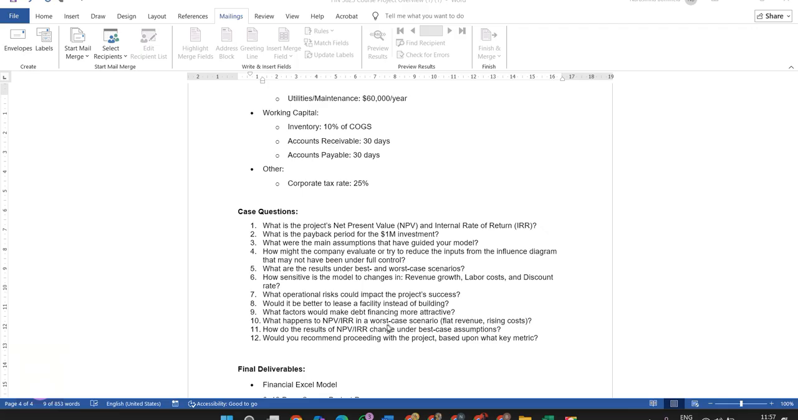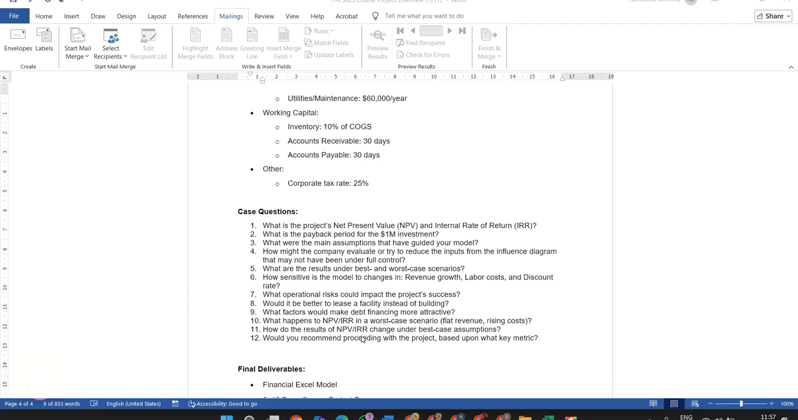Okay, so what happens to NPV and IRR in the worst case scenario? Flat revenue or rising costs? So revenue is flat and costs are increasing. When revenue is not increasing and costs are increasing, definitely NPV will be reduced and IRR will be reduced. So just do some basic analysis and write it.